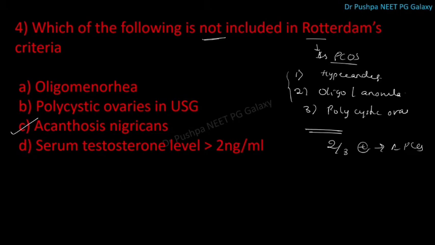So what is this PCOS? That is polycystic ovarian syndrome. This is the most common cause of secondary amenorrhea. This is also called Stein-Leventhal syndrome. That is PCOS.